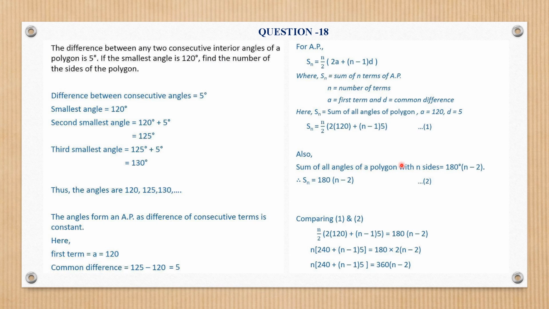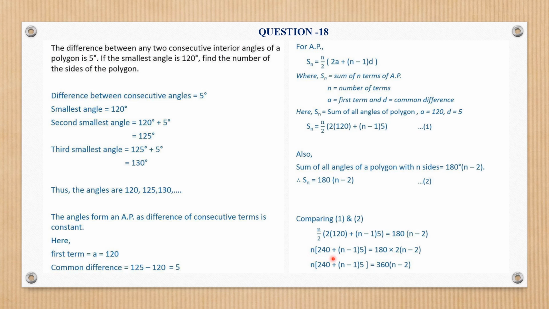Now we also know there's one more formula. First we got this by putting the value of a and d, and also the sum of all interior angles of a polygon with n sides is given by 180 times (n minus 2). So both of them are equal. Let us equate them to get an equation. So it becomes n by 2 times this complete thing is equal to 180 times (n minus 2). So take this 2 to the other side, and we need to simplify it to get the value of n.